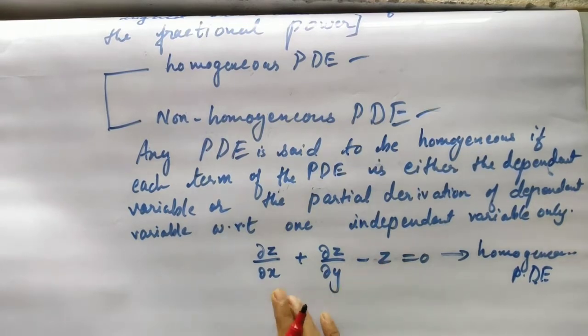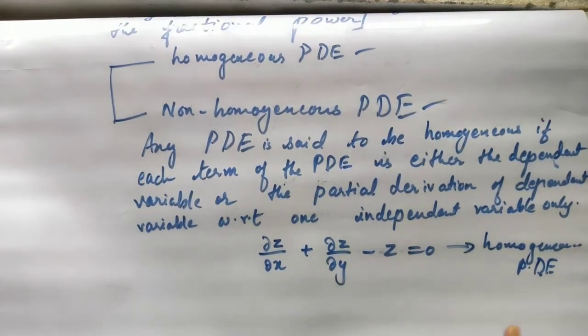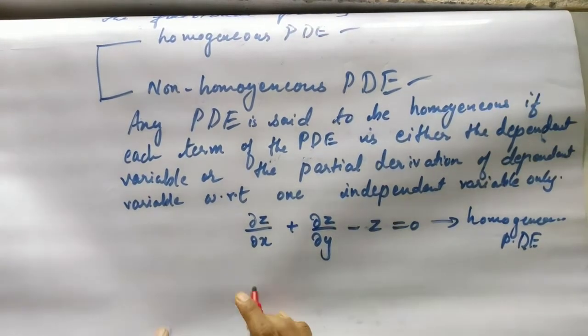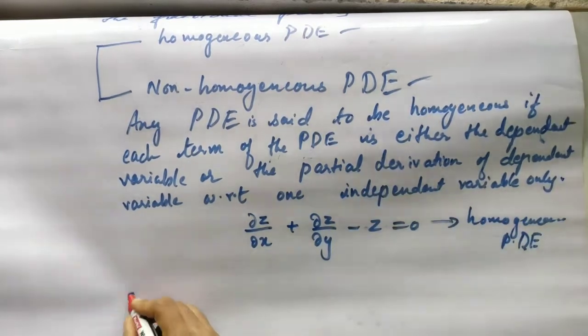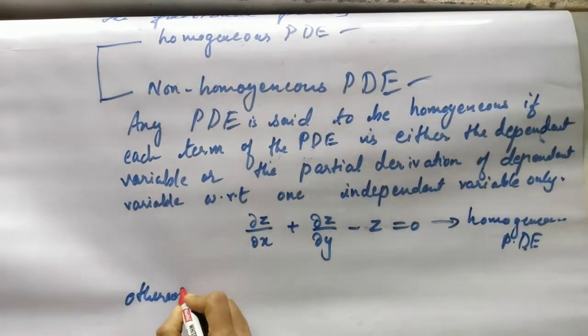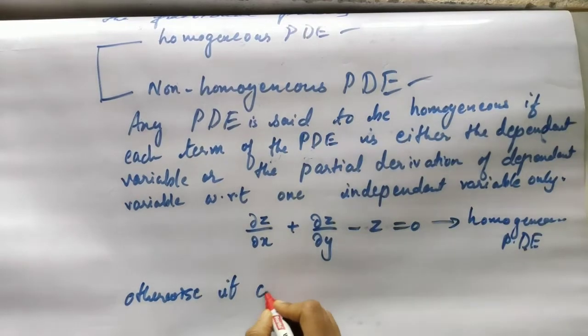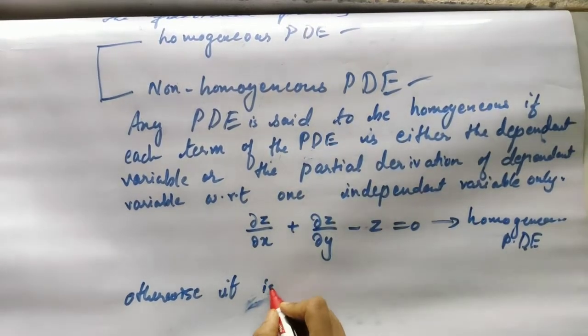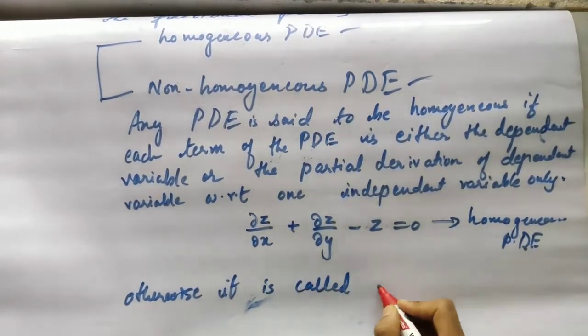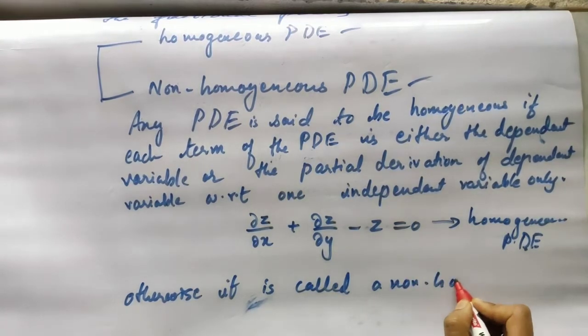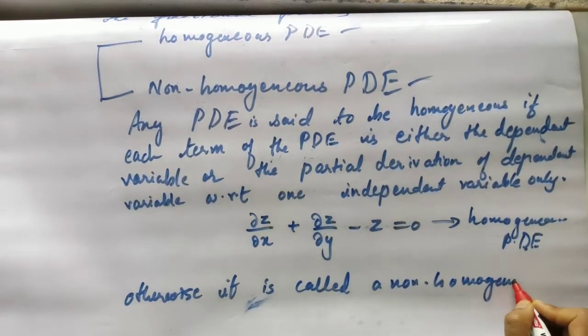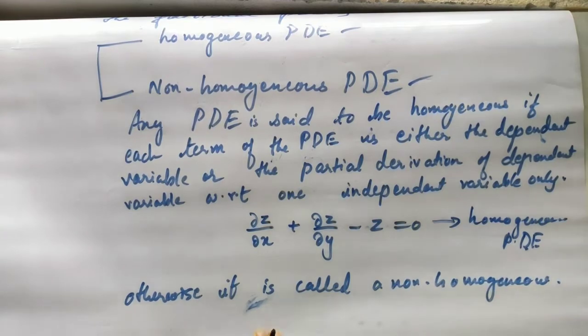If any PDE is not satisfying this condition, then it is non-homogeneous. Otherwise, it is called a non-homogeneous PDE. What do you mean by a non-homogeneous PDE?